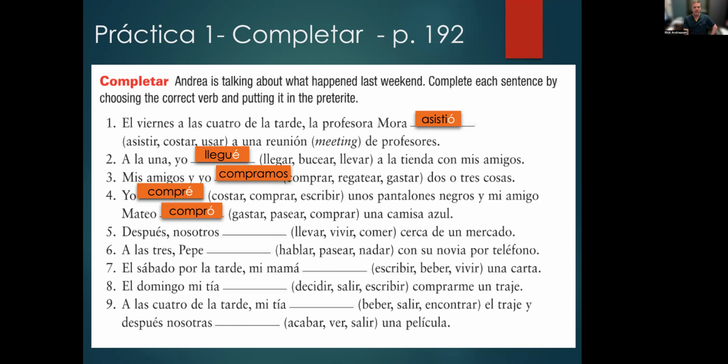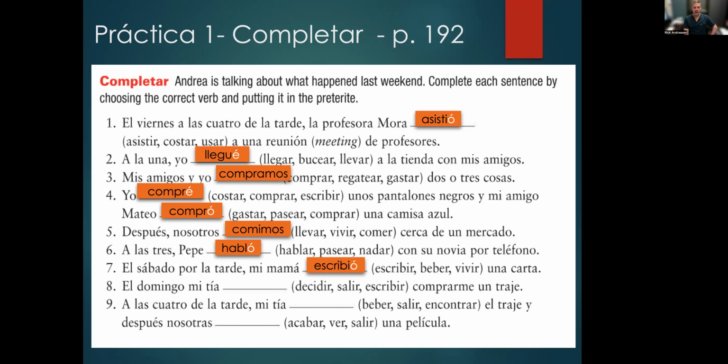Número 5. Después nosotros, cerca de un mercado, comimos. This doesn't make sense, sir. Cerca de un mercado. A las 3, Pepe habló con tu novia por teléfono. El sábado por la mañana mi mamá escribió una carta. If she drank a letter or she lived a letter, that would be interesting to see. But she wrote a letter.